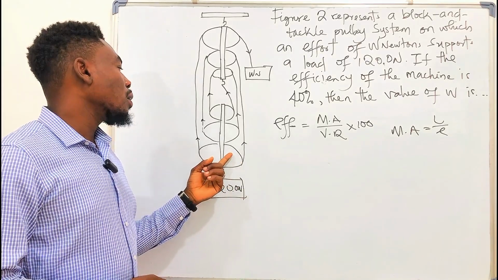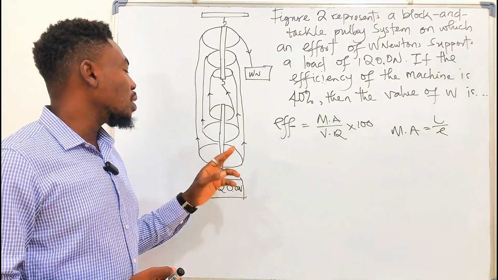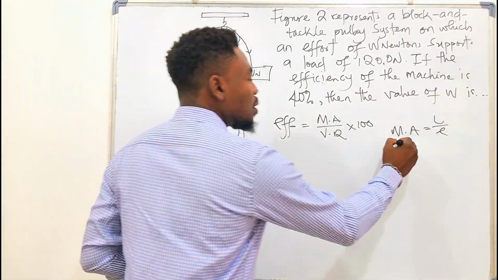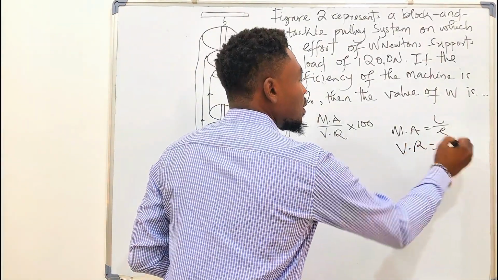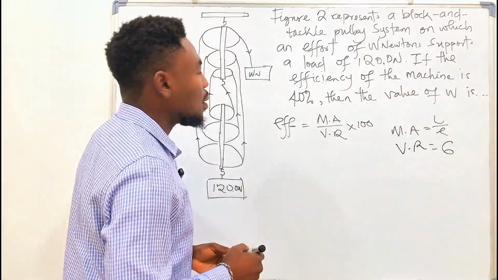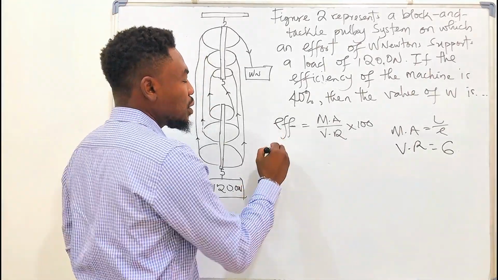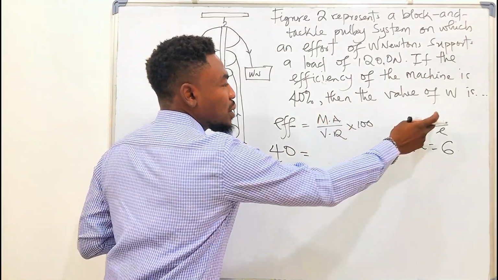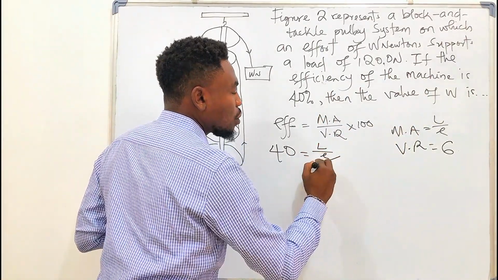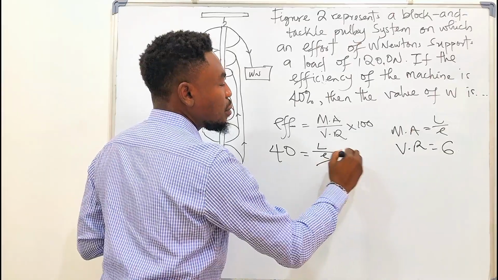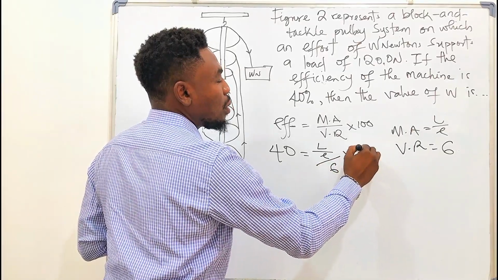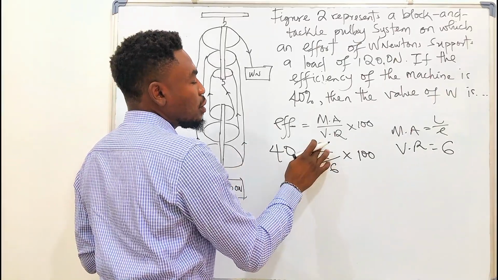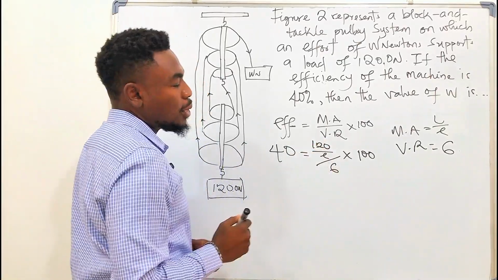So in this setup, how many wheels do we have? We have 1, 2, 3, 4, 5, 6. It means that our velocity ratio is equal to 6. So we can substitute in this formula. We know that our efficiency is 40, equal to mechanical advantage, which we said is load over effort, over velocity ratio, which is 6, multiplied by 100. But recall, we know our load is 120 newtons, so we can easily write it here, right?